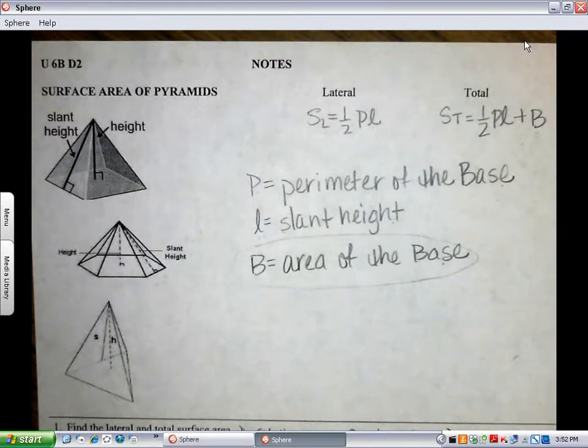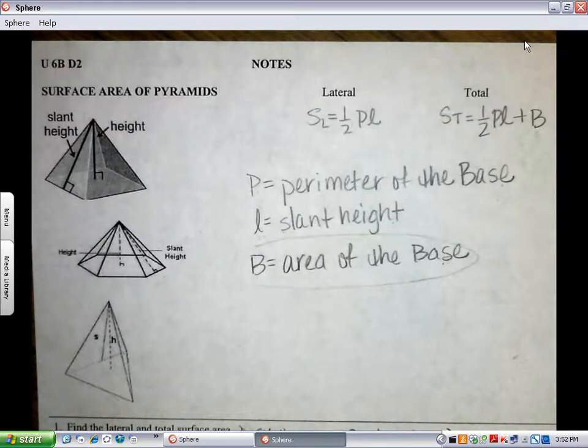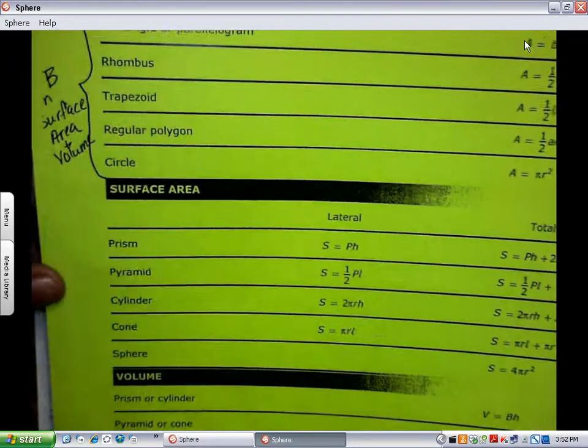Okay, class, so today we are going to take notes on finding the surface area of pyramids on the front and then cones on the back. So make sure you have your formula sheet. This is where I'm getting the formulas from.